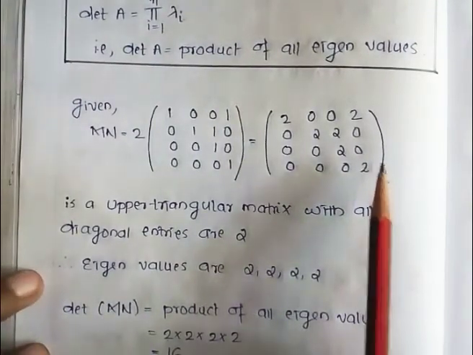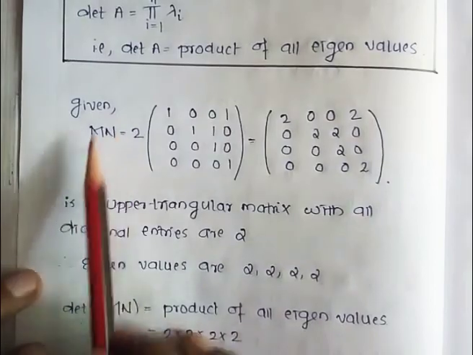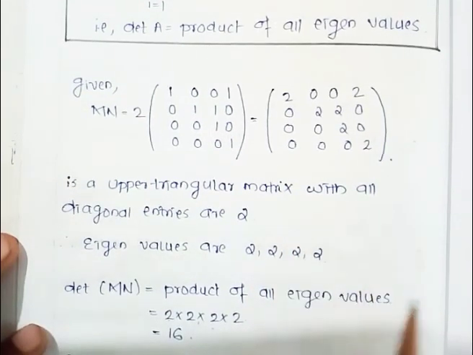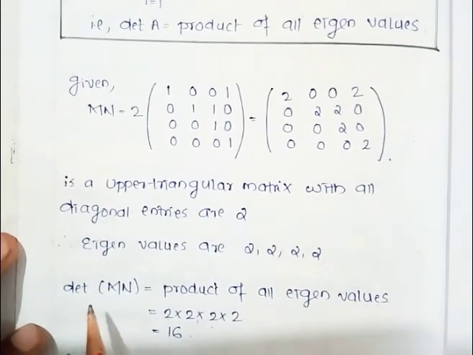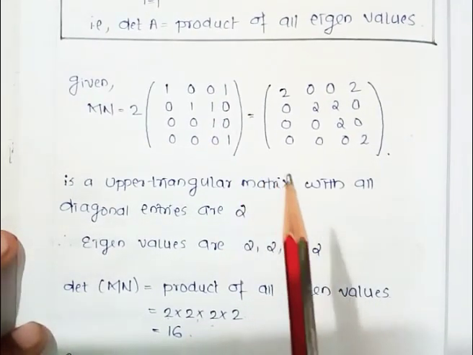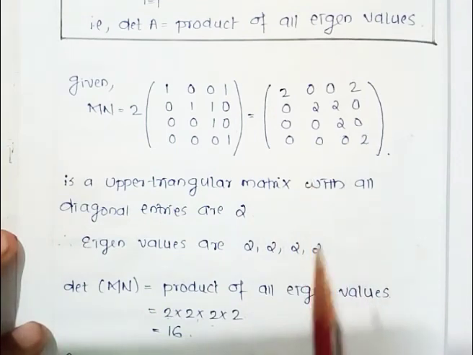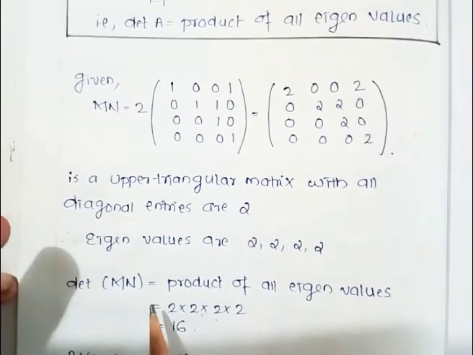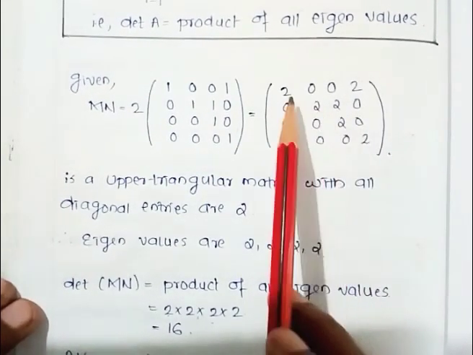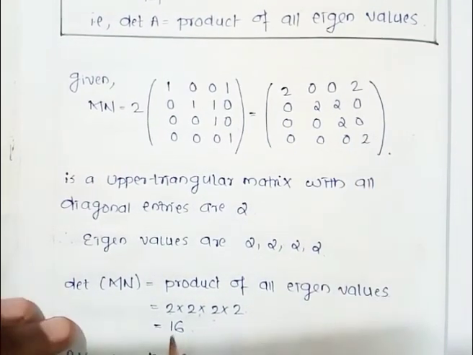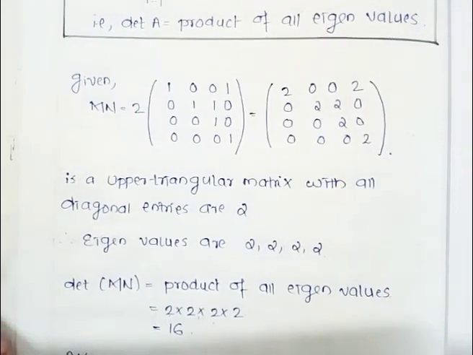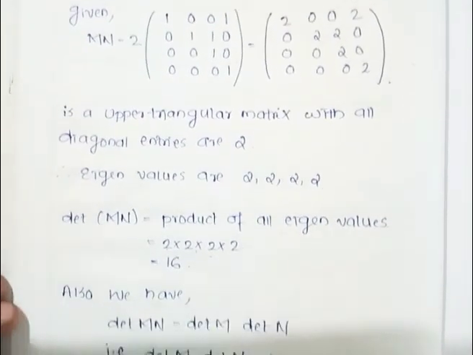So the eigenvalues of MN are 2, 2, 2, 2. And we know that determinant of MN is equal to the product of all eigenvalues of MN. By our previous note, determinant of A is equal to the product of all eigenvalues. Here the eigenvalues are 2, 2, 2, 2 because it is an upper triangular matrix, so the diagonal elements are the eigenvalues. So determinant of MN is equal to 2 into 2 into 2 into 2, which is equal to 16.